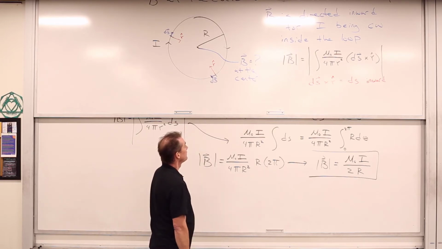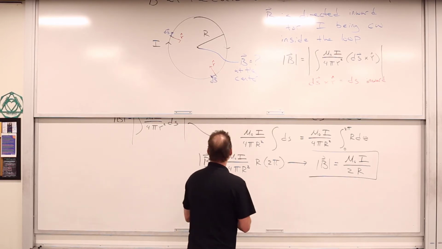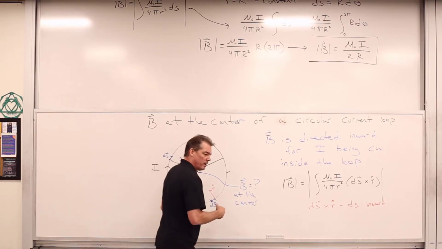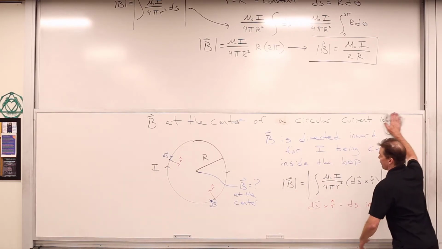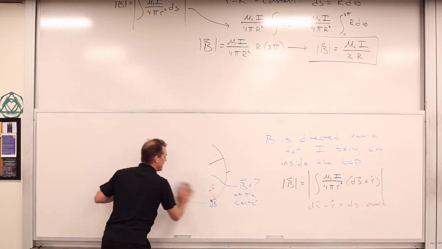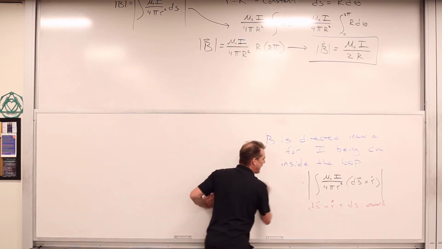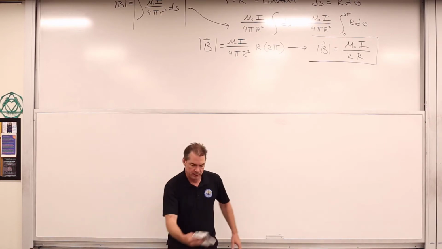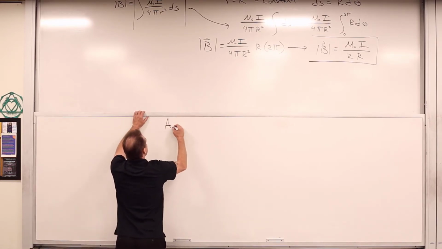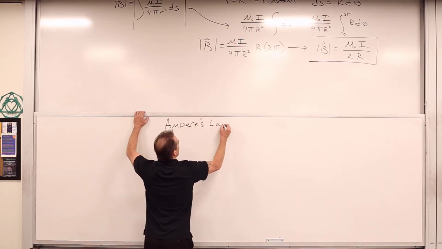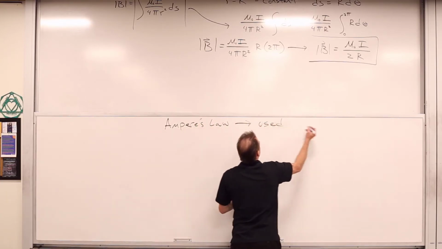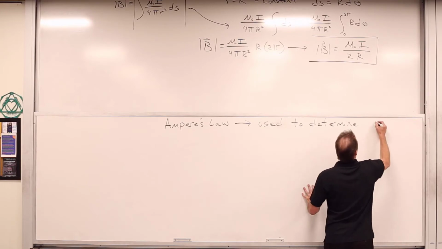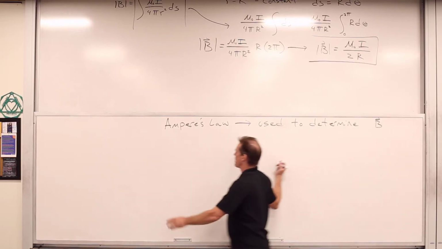So that's one thing. What else can we do? Well, I'm not going to do too much more in terms of determining magnetic fields, but there are some other ways of determining magnetic fields other than just using the Biot-Savart Law. There's also what is known as Ampere's Law, which is sort of like Gauss's law, but for magnetism. Ampere's law is used to determine B for highly symmetric cases.